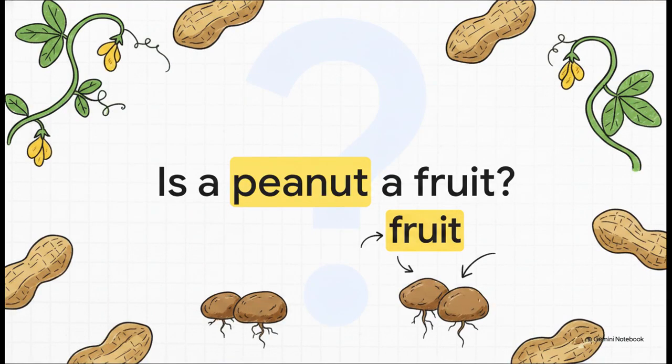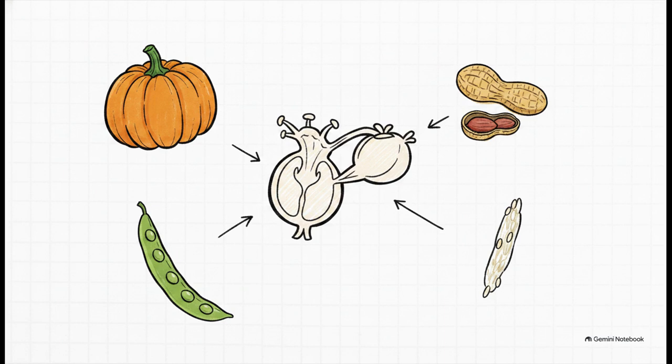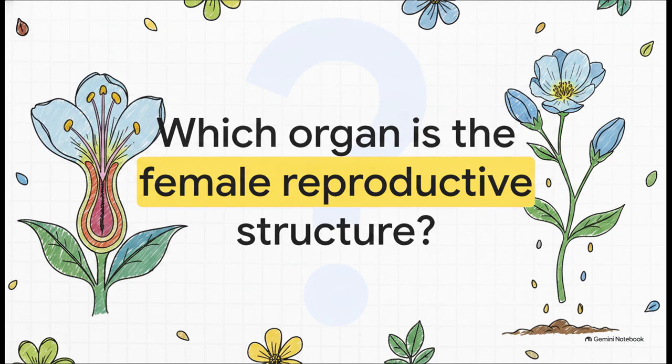Okay, let's try another one. Here's kind of a surprising question. Is a peanut a fruit? Biologically speaking, yes, absolutely. In biology, a fruit is simply the ripened ovary of a flowering plant. While we usually think of sweet, fleshy things like apples or oranges, many fruits are actually dry. Rice, peanuts, pumpkins, and green beans all developed from the ovary of a flower, which makes them biological fruits. No way, right?